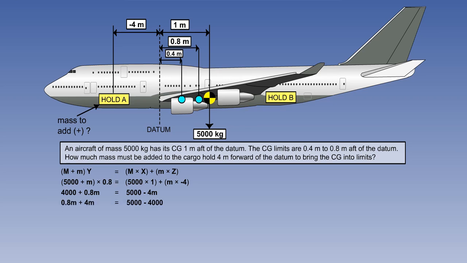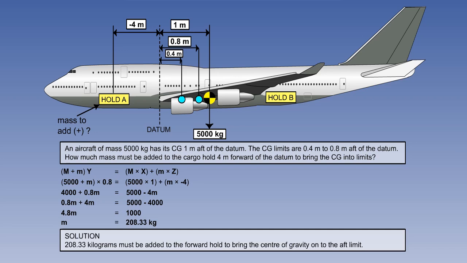Bring all of the values for little m, 0.8 plus 4, to the left side and the whole numbers, 5,000 minus 4,000, to the right side. On the left hand of the equation is 4.8 little m equal to 1,000 on the right side. The value of little m is achieved by dividing 1,000 by 4.8, resulting in 208.33 being the mass in kilograms that has to be added to the forward hold A to bring the centre of gravity onto the aft limit.